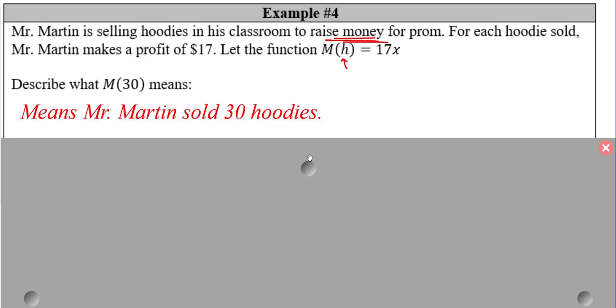As you may have guessed, yes, it means Mr. Martin sold 30 hoodies. Remember, that is the input. I am talking about selling hoodies to make money. The money depends on how many hoodies I sell.